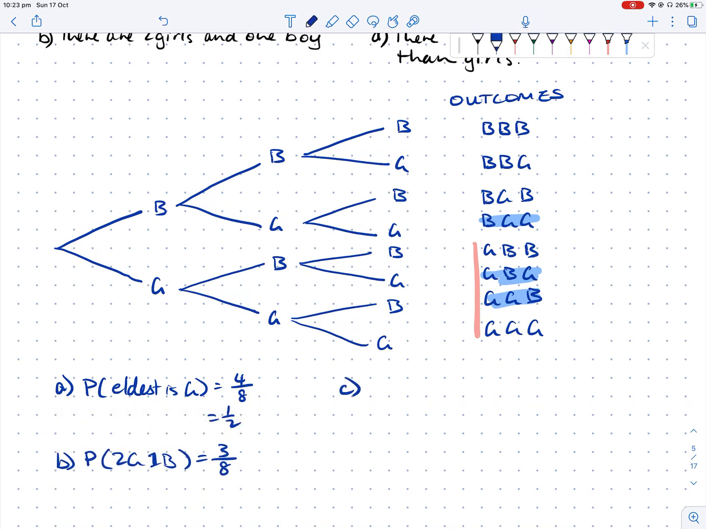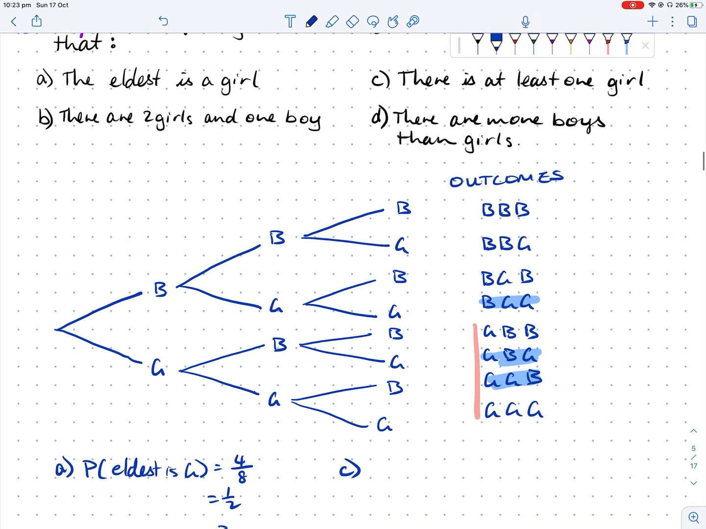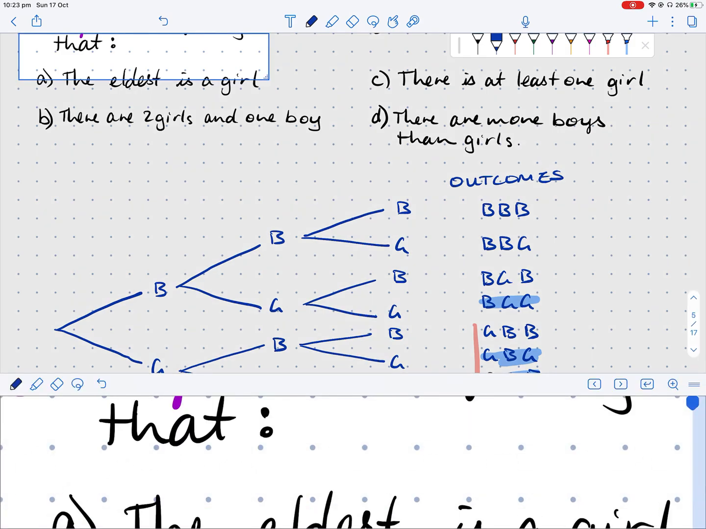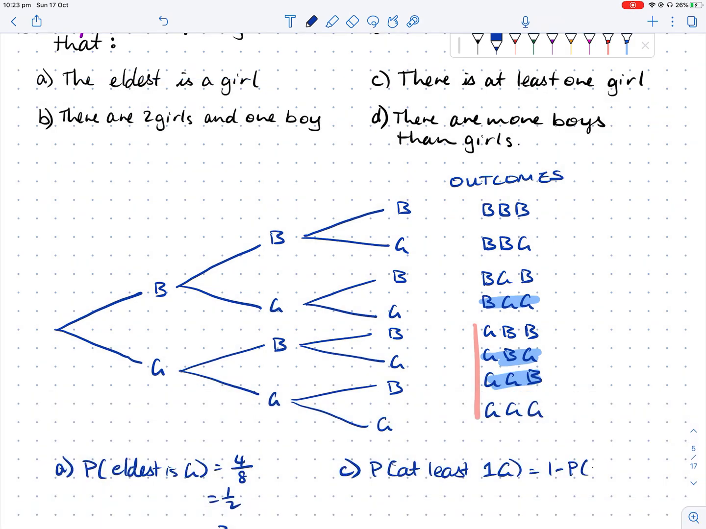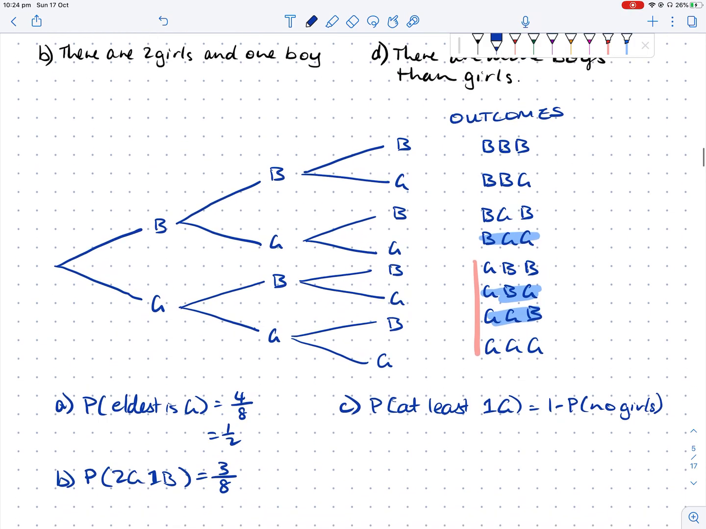Next question. We want the probability there is at least one girl. Again, the words at least. Sometimes it's easier to work out the opposite. So the probability of at least one girl is going to be 1 minus the probability of no girls. That's what your opposite will look like. If it's no girls, then that means they're all boys. So there's only one way of getting that. So it's 1 minus 1 out of 8, which is 7 over 8.